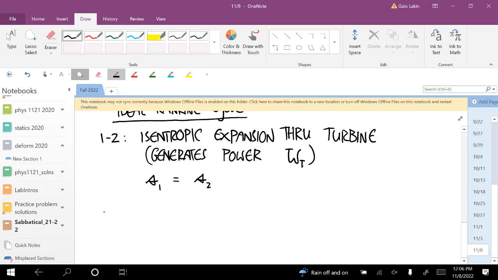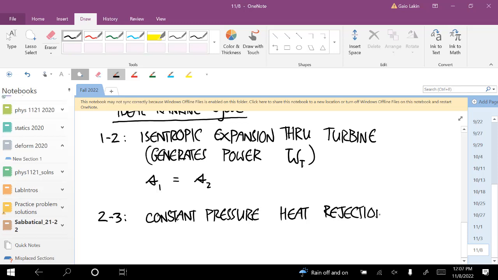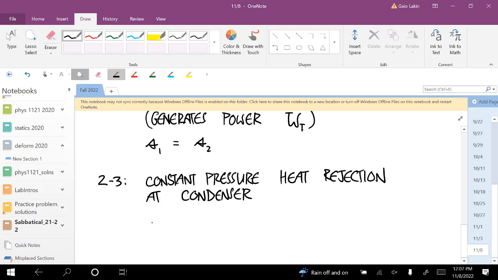Then the second device, from state 2 to state 3, is a constant pressure heat rejection through the condenser. And so we know from this one that the pressure at state 2 is equal to the pressure at state 3.